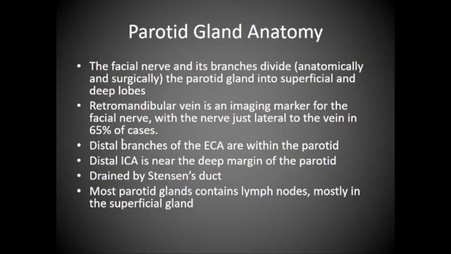a good imaging marker for the facial nerve because the nerve is just lateral to the retromandibular vein in most cases. The external carotid artery goes into the gland, terminates in the gland, giving its final branches, including the internal maxillary. The distal ICA is not in the gland, but it is in the neighborhood. It's just deep to it.